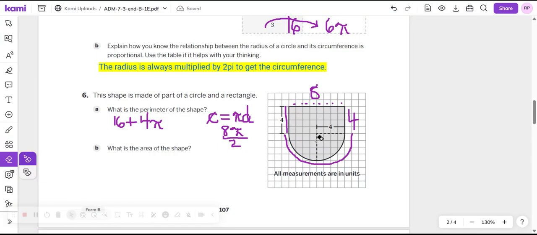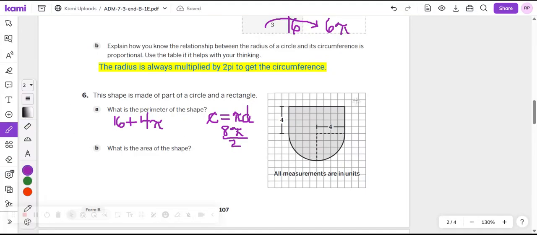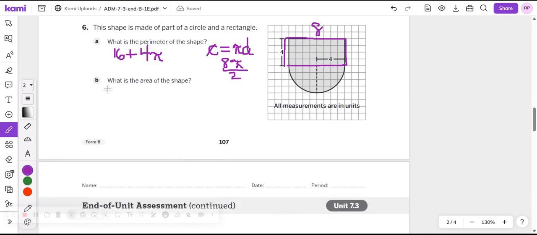As far as the area, so the area is the inside. Area of a rectangle is length times width. We already know that this distance is 8, so for this rectangular piece right here, it would be 8 times 4, which is 32.